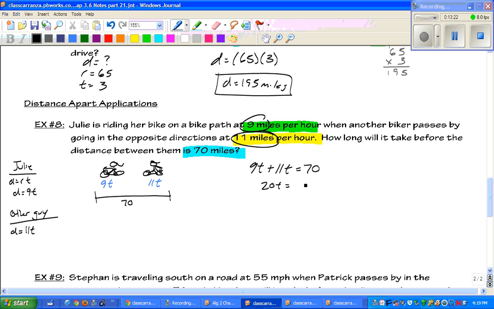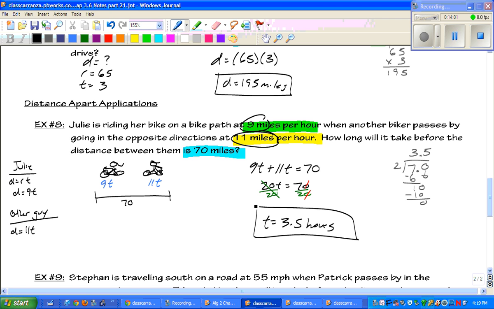Okay, we can combine like terms, solve for t, divide everything by 20, and we just talked about the shortcut. Both of those have zeros, so we can cross that out. And we're going to do off to the side 7 divided by 2. 2 goes into 7 3 times. Add the decimal. 2 goes into 10 5 times. So the time it would take would be 3.5 hours.